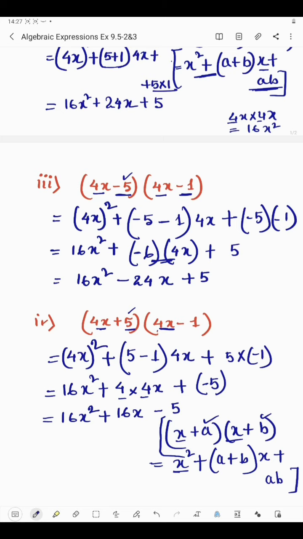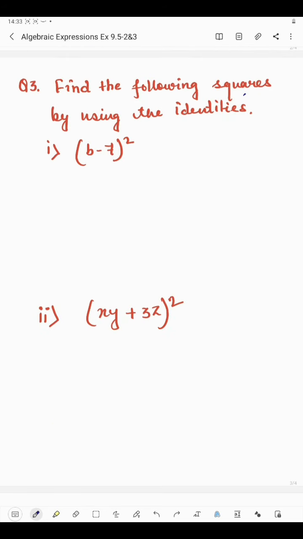Now coming to question number 3. Now in the first part we have (b minus 7) whole square. So like we have (a plus b) whole square, which is a square, the square of the first term, plus 2 into first term into second term, plus the square of the second term, okay.